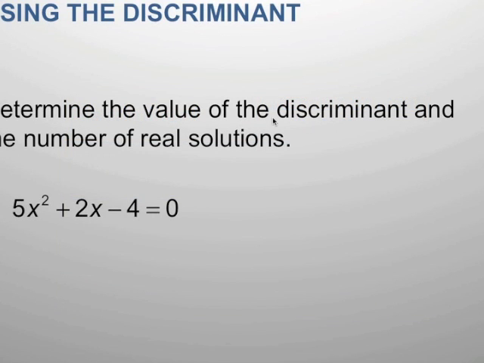We want to determine the value of the discriminant and the number of real solutions for this equation. So all we're looking at with the discriminant is the b squared minus 4ac. So b is 2, 2 squared minus 4 times 5 times negative 4, or 4 plus 20 times 4, 80. It's 84, and there are two real solutions.